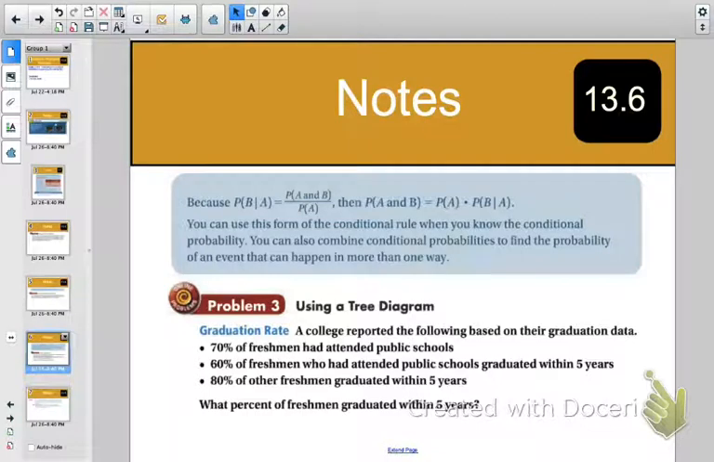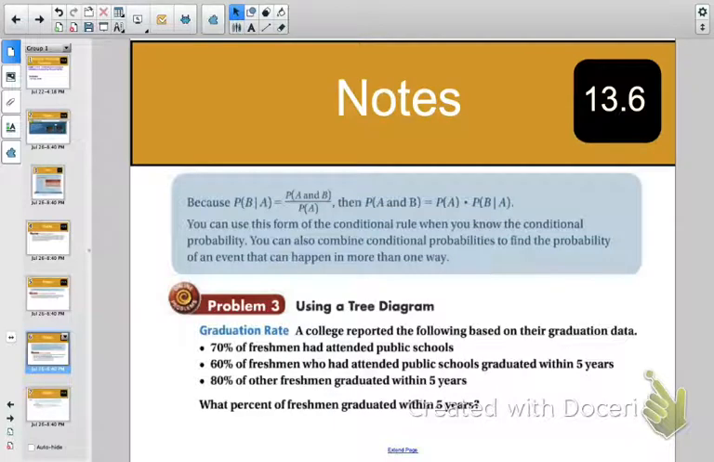Okay, because the probability of B given A equals the probability of both divided by the probability of the given, and then if you want to solve for P(A and B), you would just multiply this equation by the probability of A. That way those cancel, and that gives us this formula right here. The probability of A and B is the probability of A times the probability of B given A. You can use this formula of the conditional rule when you know the conditional probability.